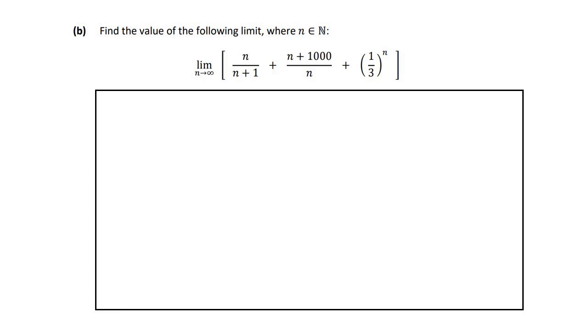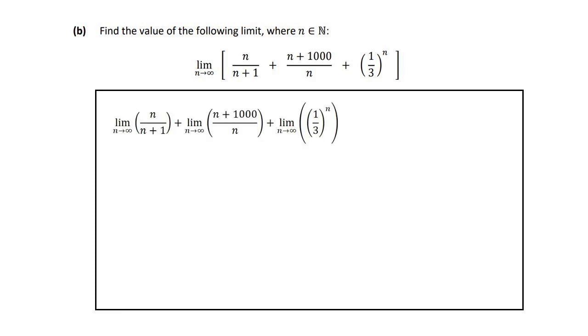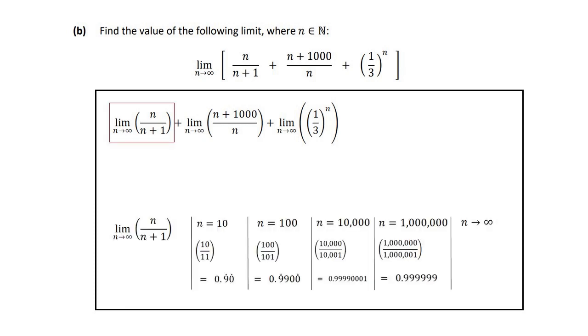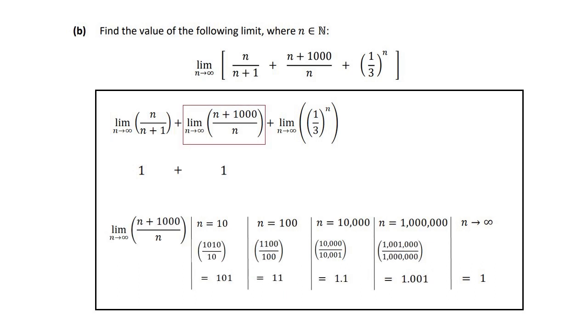Part B asks us to find the following limit as n approaches infinity. Since our function is expressed as a sum, we can compute the limit of each of the terms in the sum individually. Starting with the first term, we will investigate the result of subbing in larger values of n. We can see that the result gets closer to 1 as we increase n. Analyzing the second term, we can also see that the result is 1 as n approaches infinity.